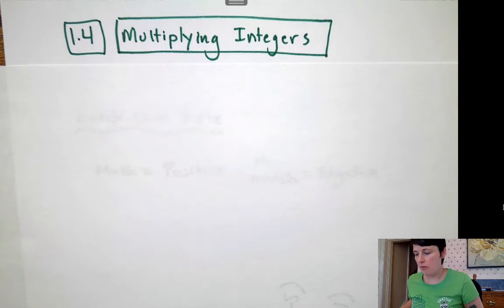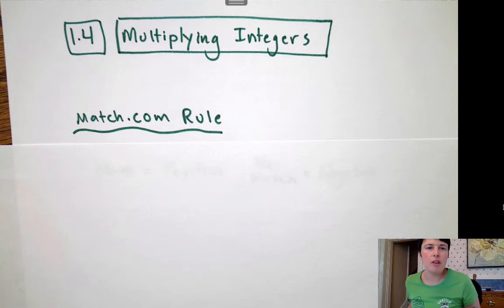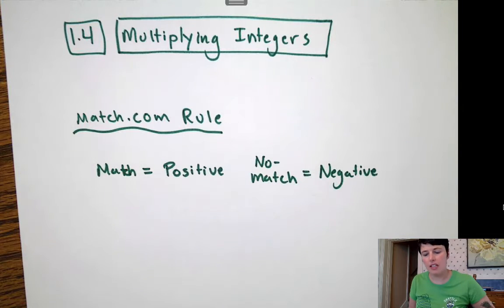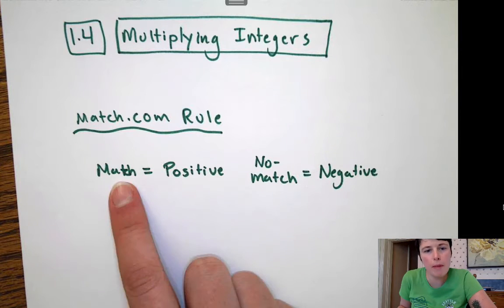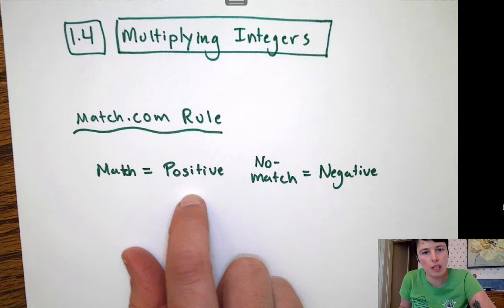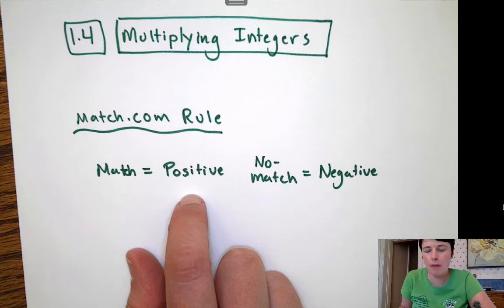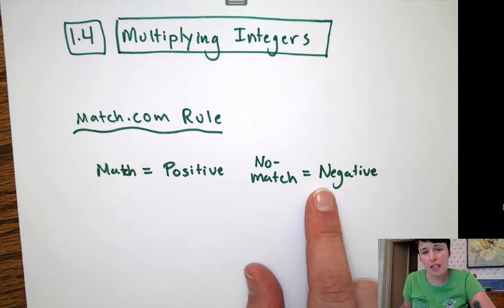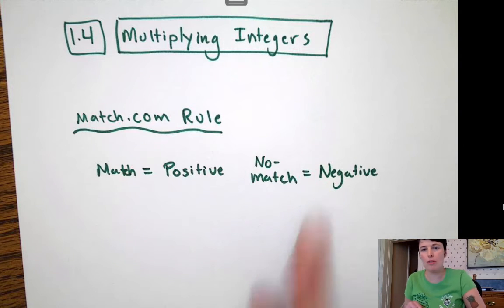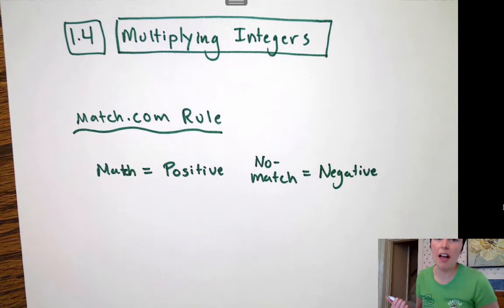So if you watched the last video, then you learned about what we nickname in our classroom the Match.com rule. The way it works is pretty straightforward. If you're on Match.com and you're single, looking for another person, if you are a match, then that is a positive thing. That's great. And if you are opposites and you do not look like a match, then that is a negative thing. That is a bad thing. The reason we use this rule is it helps it stick in our head a little bit.